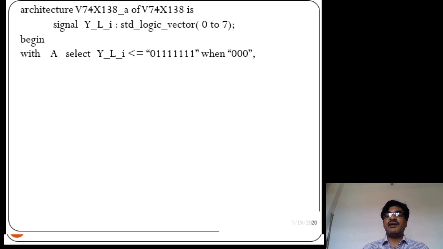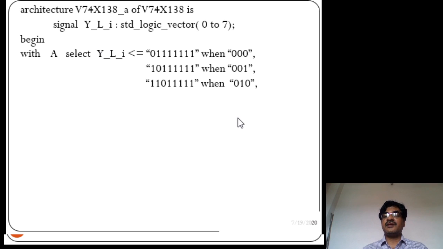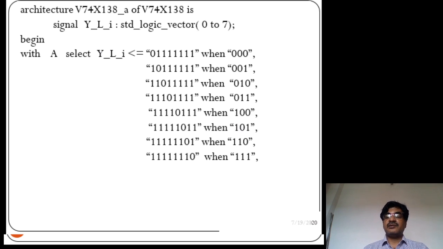Next, suppose the A value is 0, 0, 1. What is the expected data in the YLI? Yes, that is 1, 0, 1, 1, 1, 1, 1 like that. So this is the data when the A value is 0, 0, 1. Like that, with reference to the A value, you need to assign one of the binary values to the internal signal. Then, when others, if the A value is none of these values, all of the Y outputs are in inactive mode, represented through the value 1. This is how the output would be based on the data input.